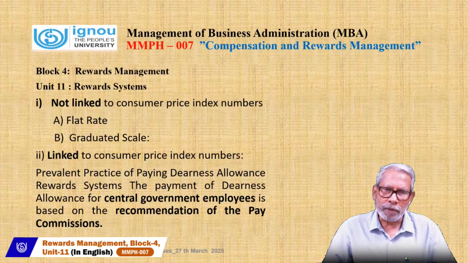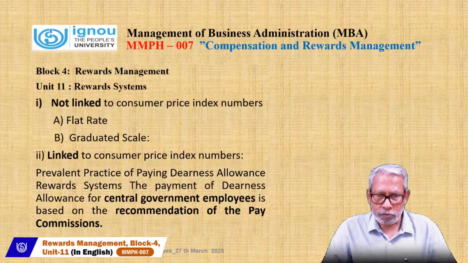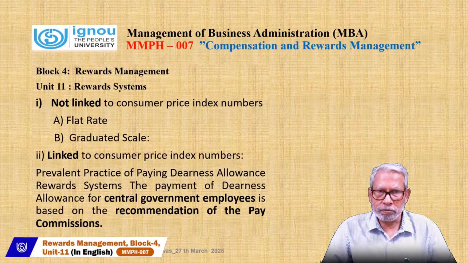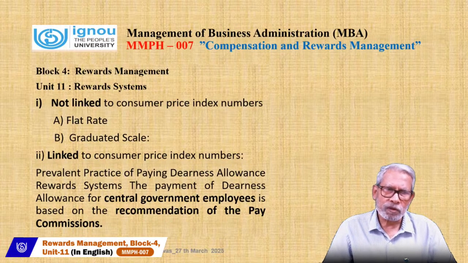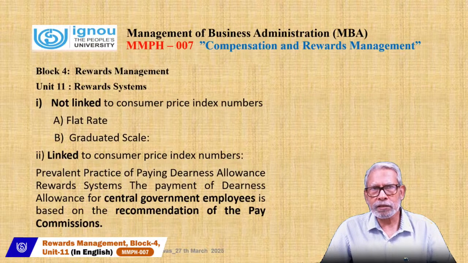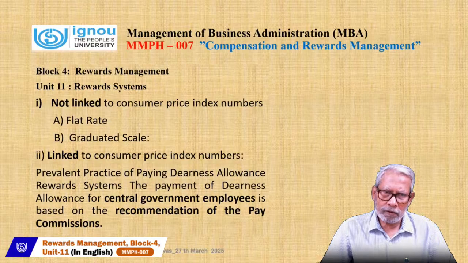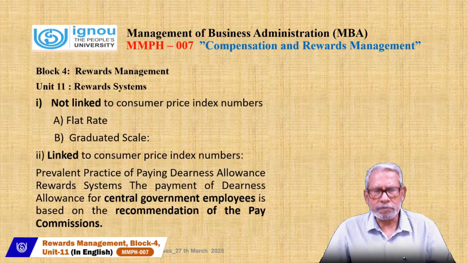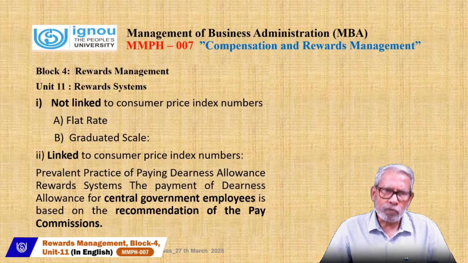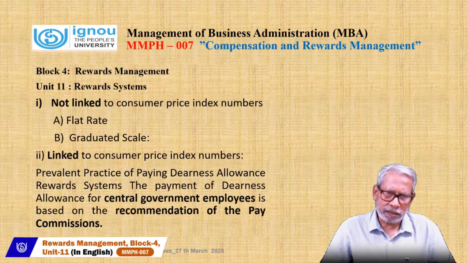It is a prevalent practice of paying DA, the DA allowance, in the reverse system. The payment of DA allowance for central government employees is based on the recommendation of the pay commission. Based on the recommendation of the pay commission, that has been decided. So every 10 years, the DA percentage has been decided by the committee, how much DA should be there, yearly or sometimes annually.